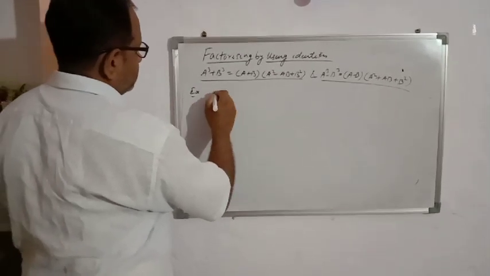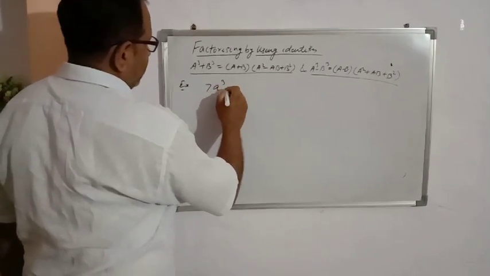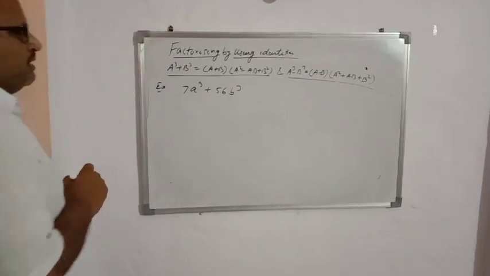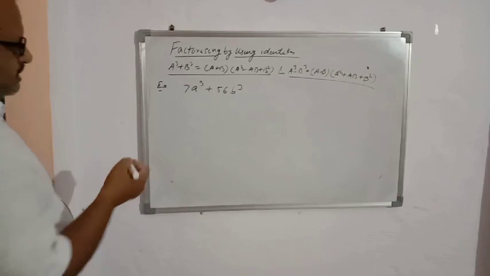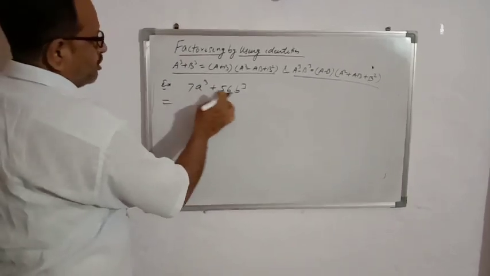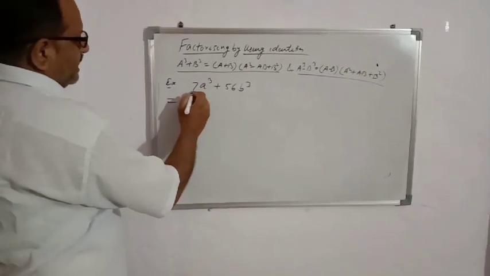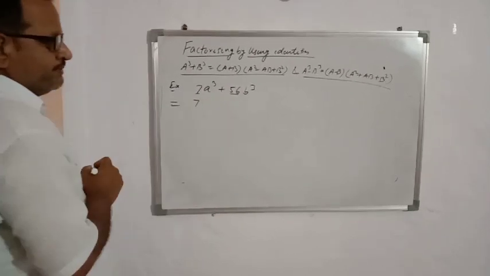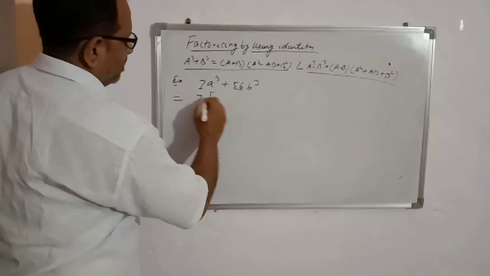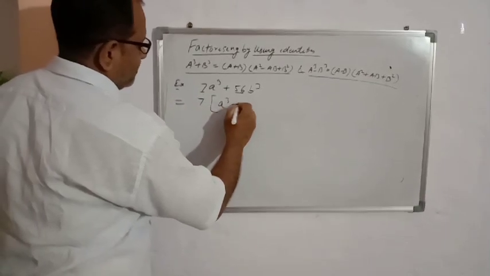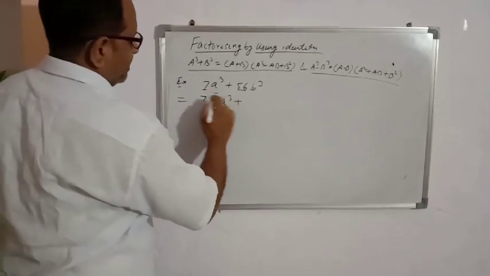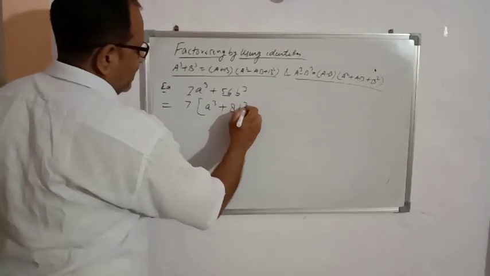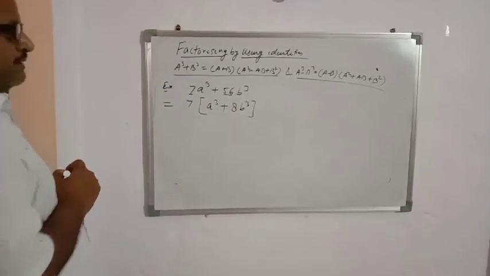See one question. We have to factorize 7a cube plus 56b cube. So first of all, we will see what is common in both. We see that in the numerals 7 and 56, 7 is common. So take 7 outside. We will write in the bracket a cube from the first term and divide 56 by 7. 7 eights are 56, so 8b cube in the second term.